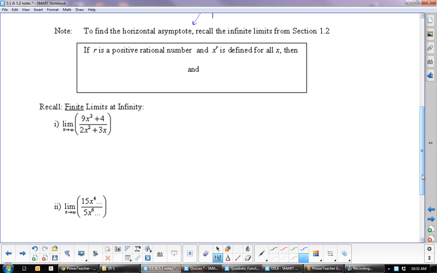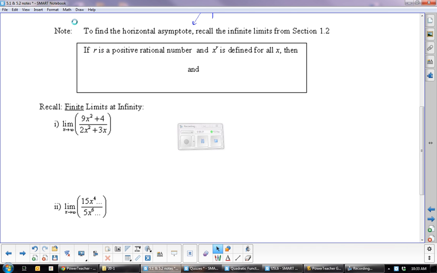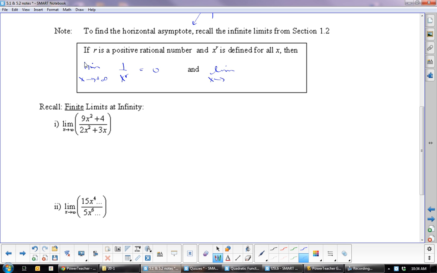Okay, so if r is a positive rational number and x to the r is defined for all x, then, oops. Announcements will start in 10. Okay, so this is just saying if you have the limit as x goes to positive infinity of 1 over x to the r, this would go to 0. If you had the limit as x goes to negative infinity of 1 over x to the r, you would get 0.